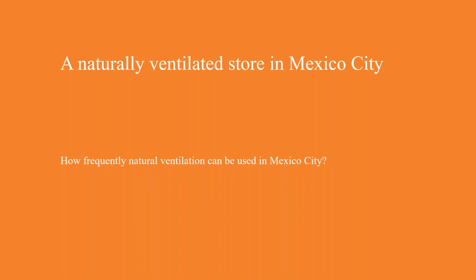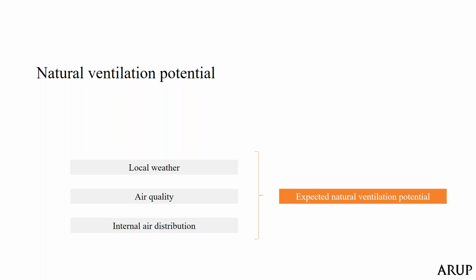The project I wanted to talk about today is a store in Mexico City. The question is, how can we design for natural ventilation when we have air quality concerns as well as the climate? What we did for this project was first to set up a framework to work with: understanding the local climate, the local air quality, and how we would expect the internal air to distribute into the space, to define some boundaries. Then with that, we went back into a weather file and tried to get the potential for natural ventilation throughout the year.